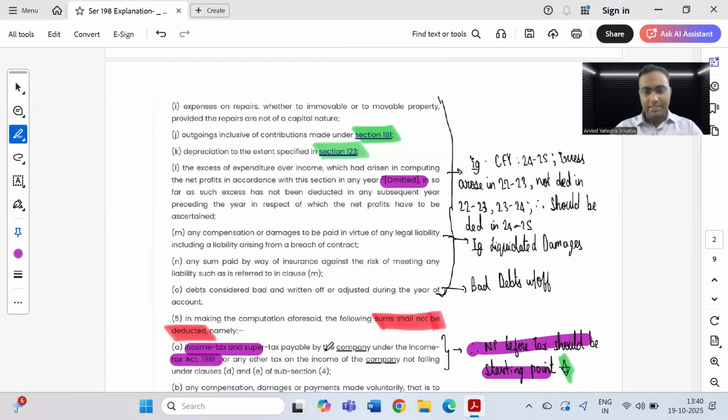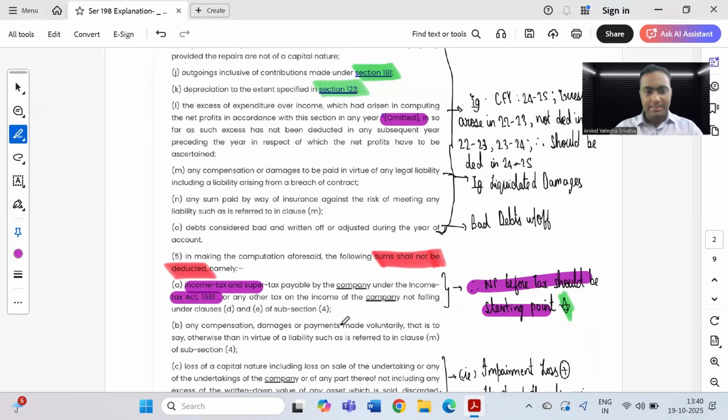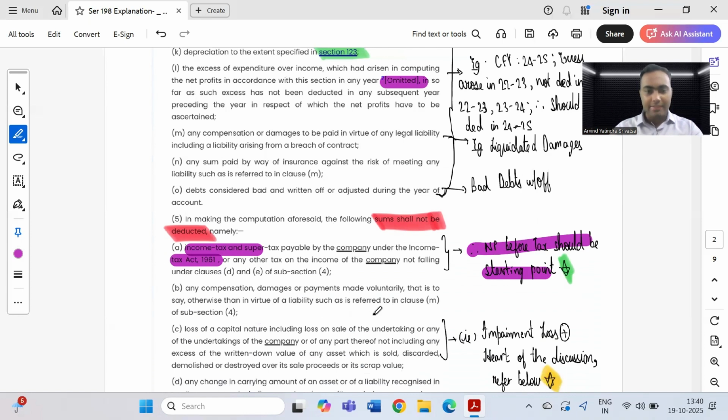Next, in making the computation aforesaid, the following sums shall not be deducted: income tax and super tax. As we saw here, that is why you start with the net profit before tax and not with the net profit after tax. Next, any compensation, damages, or payments made voluntarily, that is to say, otherwise than in virtue of a liability referred to in clause M of subsection 4. So basically, we are saying any compensation in virtue of any legal liability. What they're saying is if you are making any payment voluntarily, other than the item referred to here, you have to add it back because you have deducted it while arriving at net profit. You will have to add it back, right? I hope that is clear.